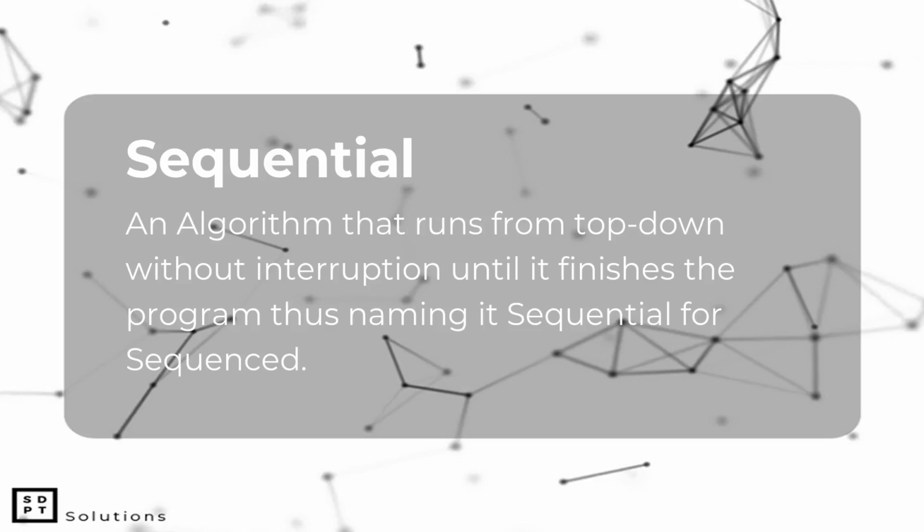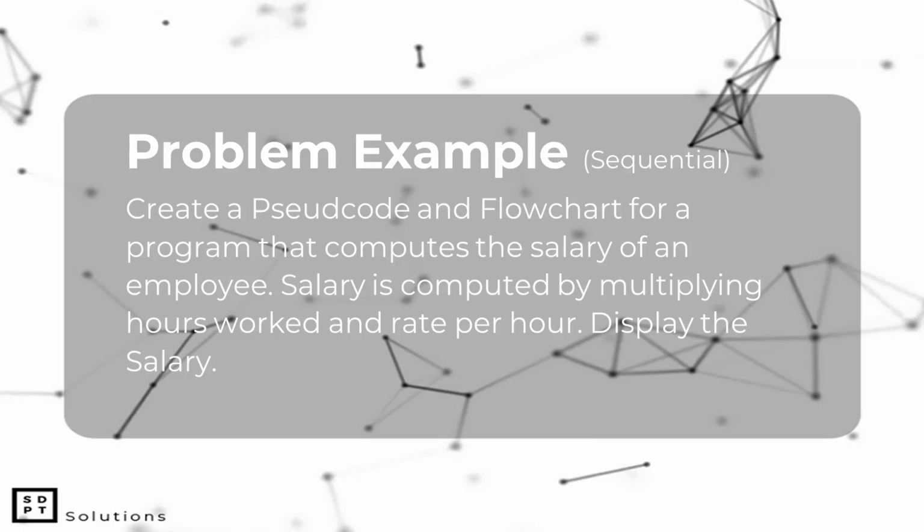So, we have a problem here. We have the problem example for a sequential programming algorithm. Let's read. Create a pseudocode and a flowchart for a program that computes the salary of an employee. Salary is computed by multiplying hours work and rate per hour. Display the salary. Analyze this carefully. Again, when we read a problem, look at the big picture, cut the big picture into small steps, then we do what we need to do.